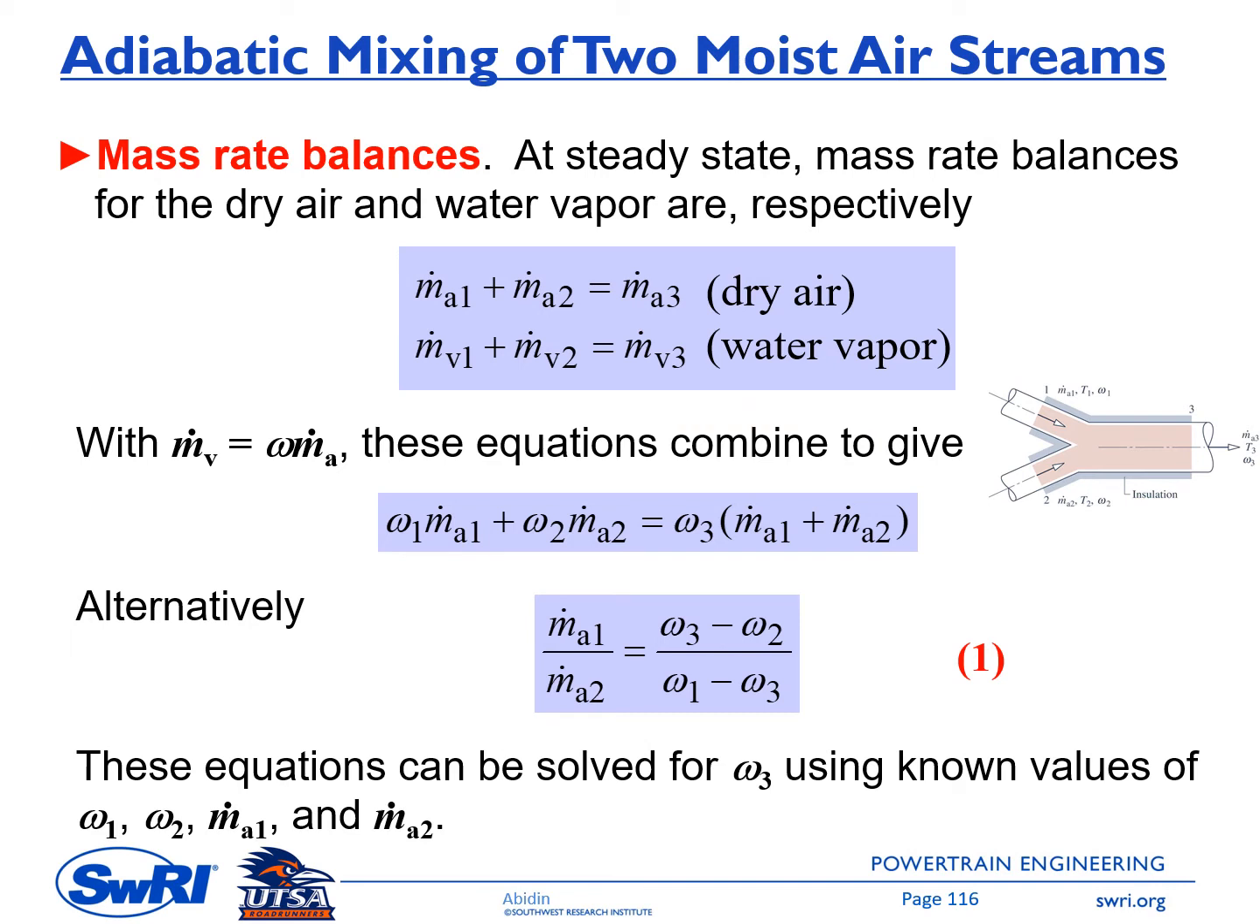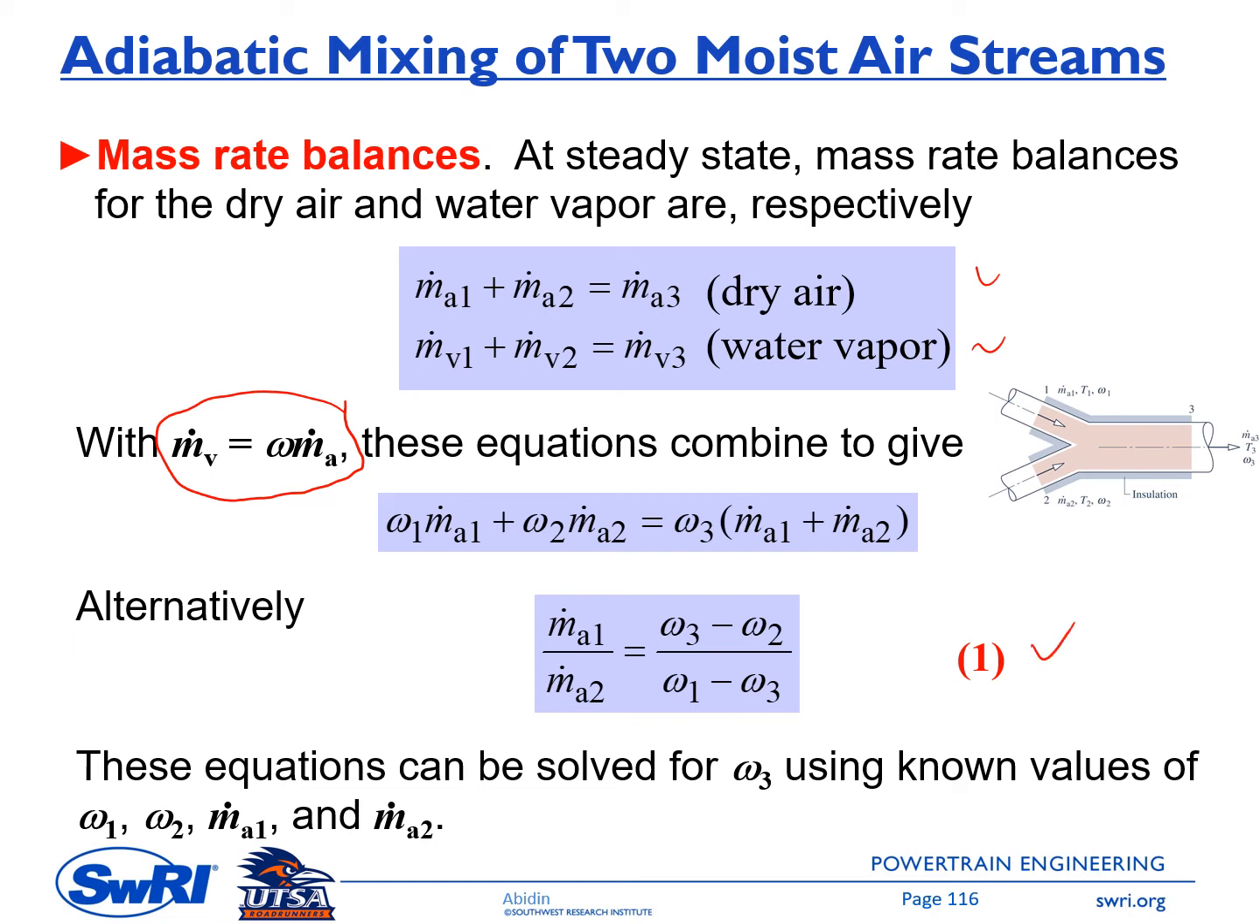First is by looking at the mass rate balance. At steady state, we look at this mass rate balance. First is for the dry air, so m.a1 plus m.a2 equals m.a3. It's just a simple mass balance here. And the second one, we have the same thing but for the water vapor. By introducing the correlation that m.v equals omega times m.a, we will get equation 1.